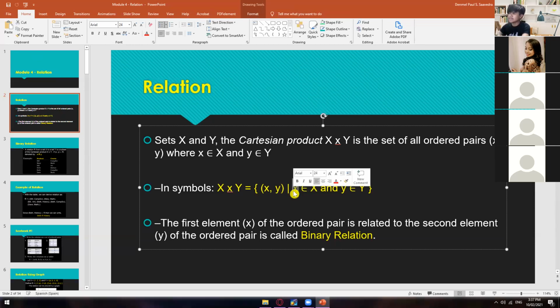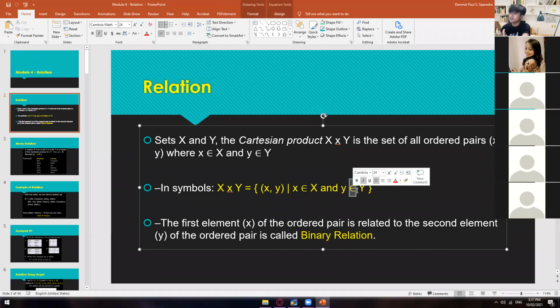Okay, that's a different ordered pair. x is an element of set x, and y is an element of set y. So again, when the first element x of the ordered pair is related to the second element y, that is called a binary relation. You can also have the vice versa: y first, followed by x. That is also called a binary relation, but it depends on the arrangement that is mentioned.